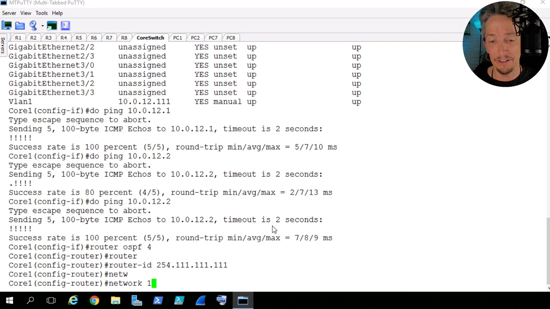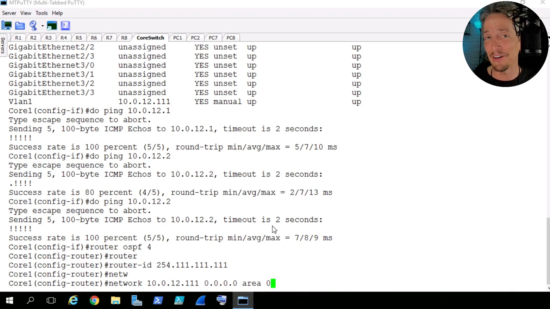Let's be very specific here. Let's say network 10.0.12.111, and I want to match on every single bit. Not that many bits. The router uses the same rules as before. It asks how many interfaces match exactly 10.0.12.111, because the wildcard math says you have to match on all of them. It looks down its interfaces and says, I see you, interface VLAN 1. Great, you're in. And once interface VLAN 1 is in, that directly connected network is also going to participate in OSPF.